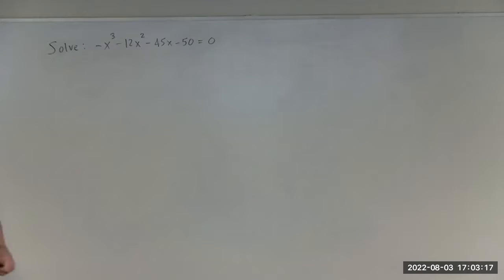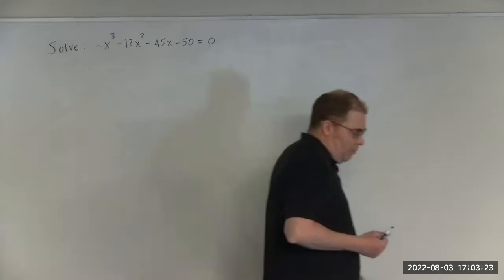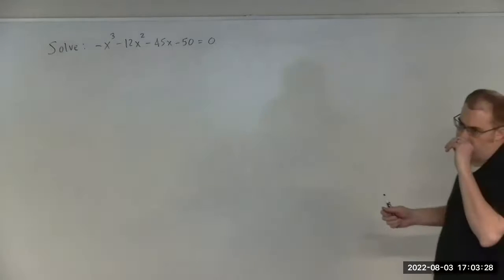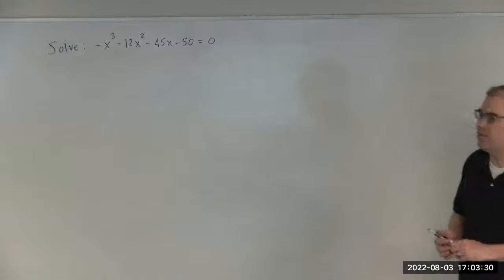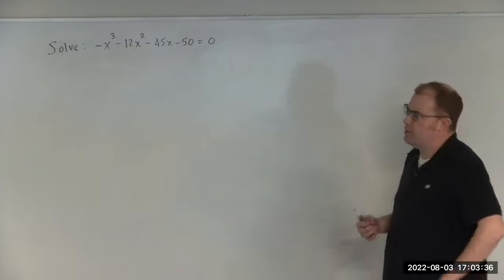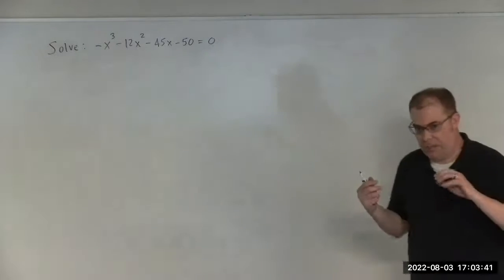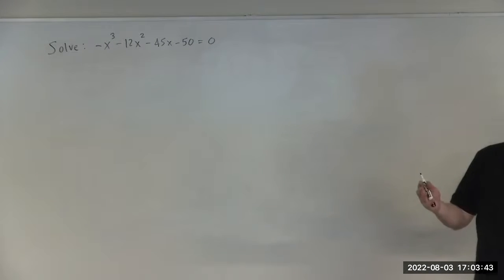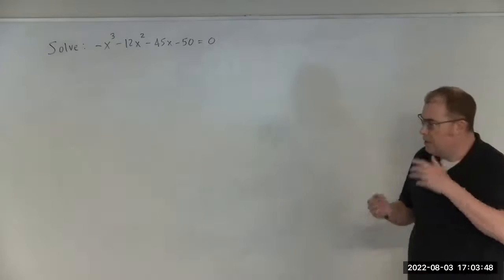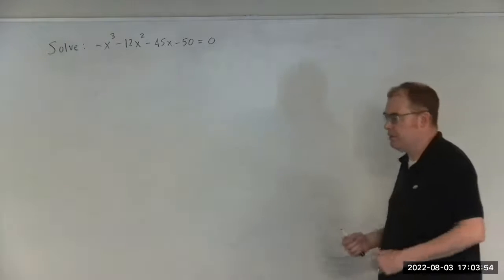Okay. So what we want to do, and this technique I'm about to show you is from Descartes. Descartes discovered a lot about how to solve these. The idea is that we have to come up with a list of possible rational zeros. And then once we find one, we can start to reduce this polynomial, so that we can break it apart and then find its zeros.